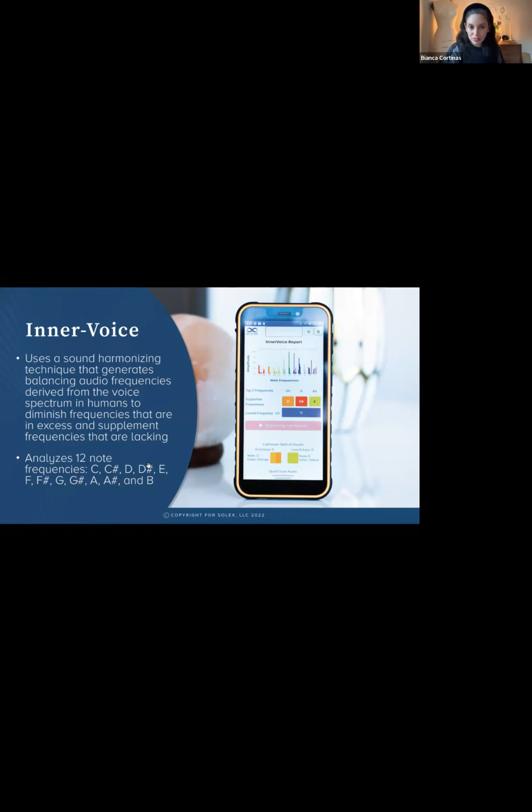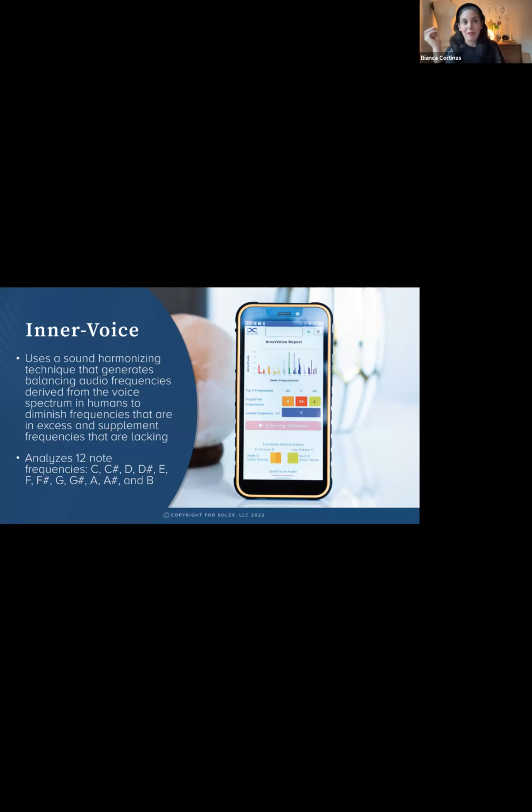And all of these tones or note frequencies, if they are overrepresented or underrepresented in the scan, which uses a technology similar to a lie detector test, it's going to give you a reading of what sounds are going to be supportive to bring you into balance.